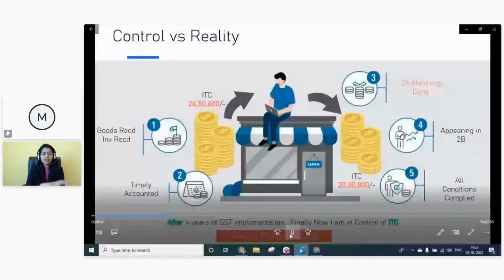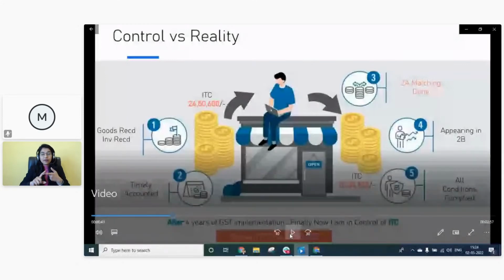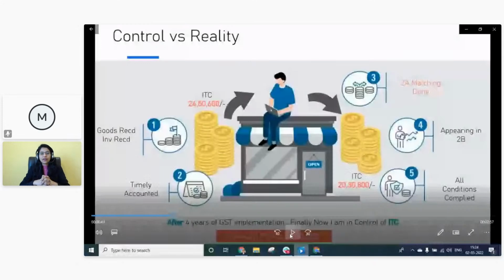Now what happened after doing all this? I have accounted the purchase documents. I have received the goods, and my total ITC is 24,50,600. Just think this was the value of the ITC which I have to claim. But then I did the reconciliation with my GSTR 2B. After that, I know some of my vendors have not uploaded or filed the documents, so I could not see those documents in my GSTR 2B. So my ITC got reduced to 20,30,800 in this case. Now finally I have to claim this figure.